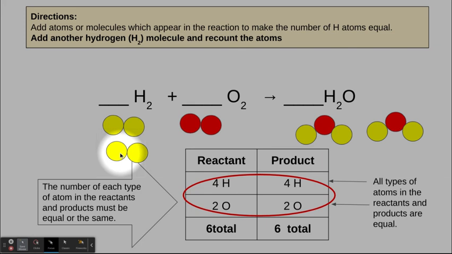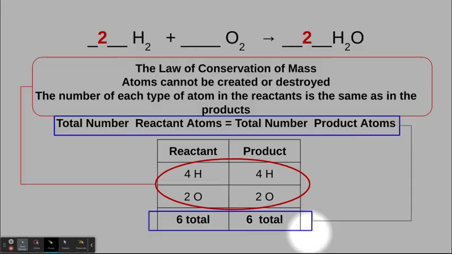So we're going to add another H2 molecule in the reactants and recount the atoms. I can see here I have 4 H's now, and that matches the 4 H's in the products. They're the same. So now all the types of atoms in the reactants and products are equal, and the total number of atoms in the reactants and products are equal. So the coefficients are 2 because we made 2 H2 molecules in the reaction, and we also made 2 H2O molecules. Notice there's 1 O2 molecule, but we leave that blank and we assume there's 1.